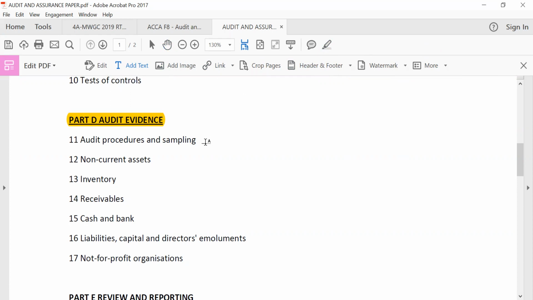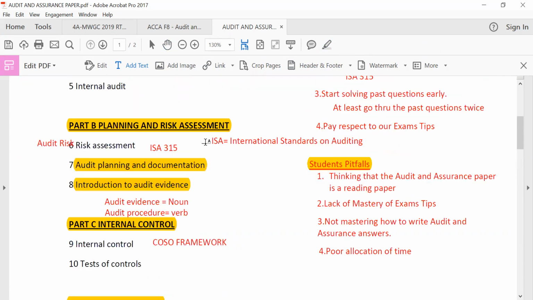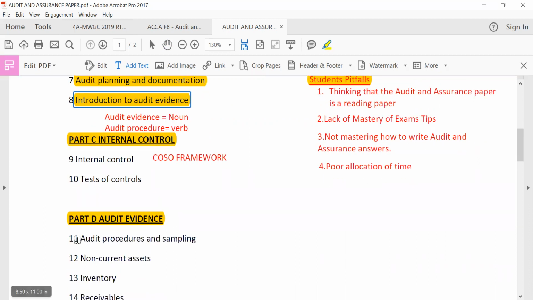So first of all, we look at audit procedures, and you see the first point, what did we look at? We looked at audit evidence, right? Introduction to audit evidence. And audit evidence is different from audit procedures. So what can you see here? Here we are talking about audit procedures. So if the examiner asks you to write audit procedures answers and you are writing audit evidence answers, just like this topic, you score 0 for that.